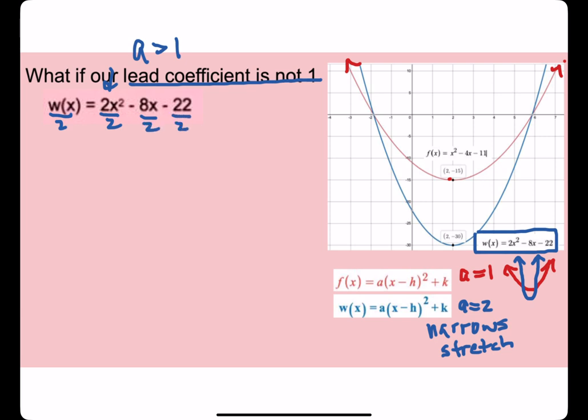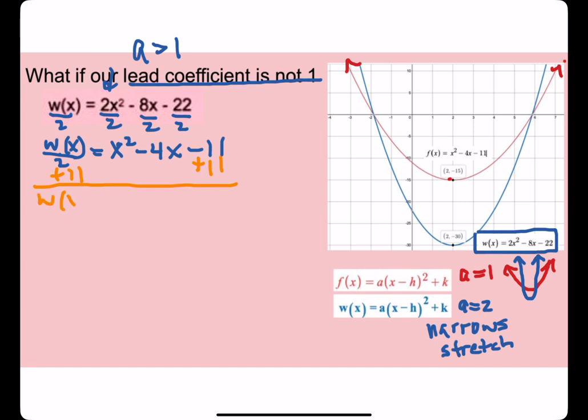moving it to the other side. So this will be w of x divided by 2, and all these terms are going to divide by 2. So I'll get x squared, which is good because my lead coefficient will now be 1, minus 4x minus 11. I'm going to remove that negative 11 because it's not the perfect square that I want to work with. That works with the negative 4x. So I'll have w of x over 2 plus 11 equals x squared minus 4x.